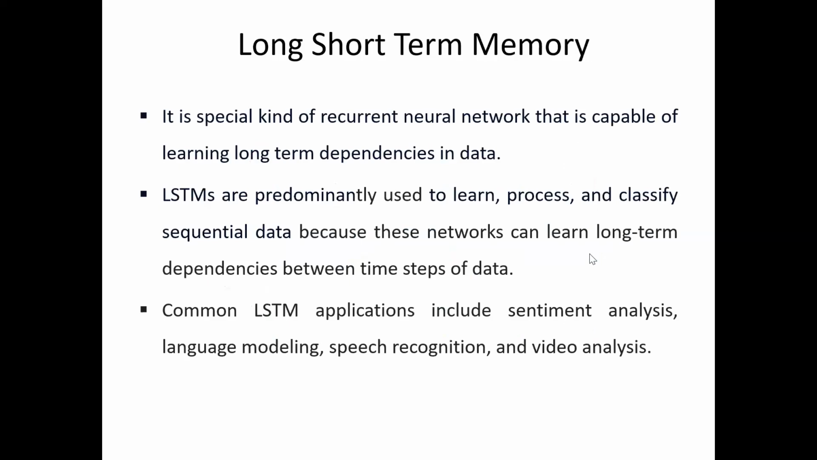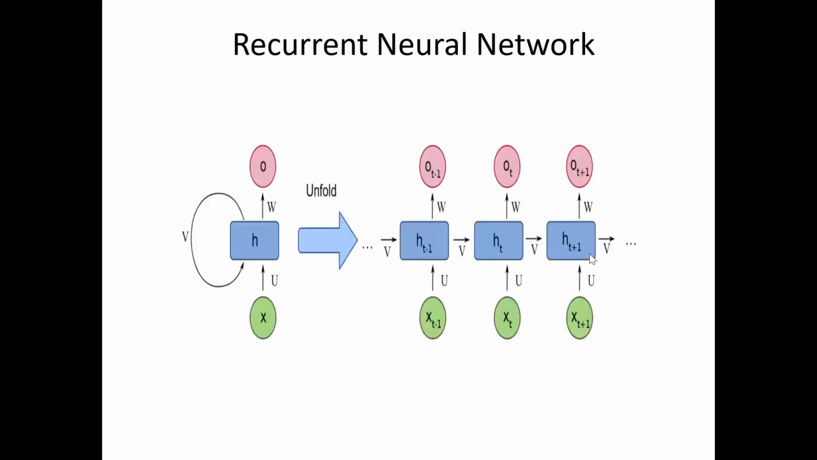LSTMs are predominantly used to learn, process, and classify sequential data, because these networks can learn long-term dependencies between time steps of data. The problem in a recurrent neural network architecture is, if I consider t equals 1 lakh, then when I'm making the prediction at t equals 1 lakh, it considers all the old inputs too. So again, the machine needs to go back from the 1 lakh timestamp to the 0th timestamp. So it requires a lot of time, it's very expensive, and it also gives results with high delay. Those shortcomings are eliminated in long short-term memory.